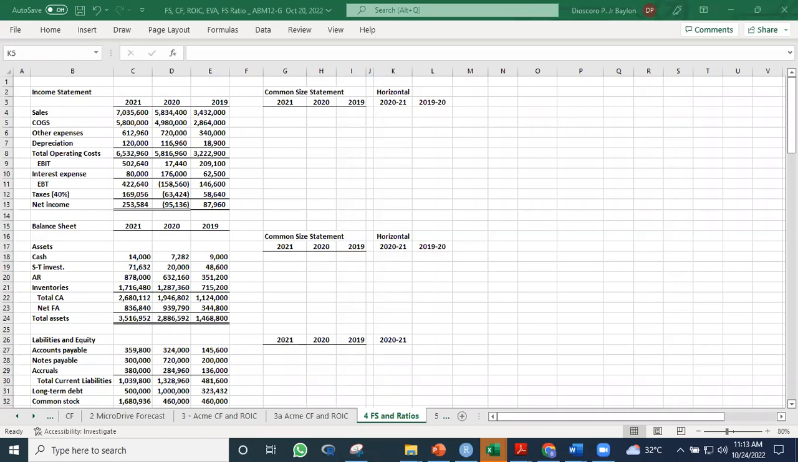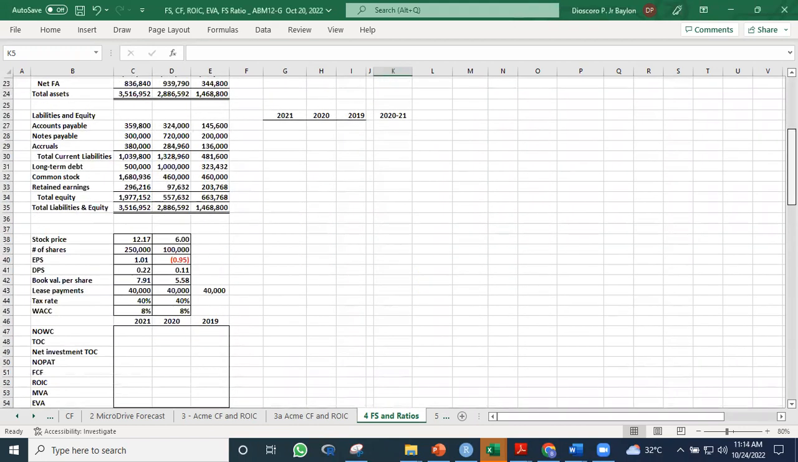Today, we're going to start our study on financial ratio analysis. There are some things that we're going to learn today. Number one, how do we create a common size statement? Number two, how do we create a horizontal analysis? And number three, how do we compute the ratios?